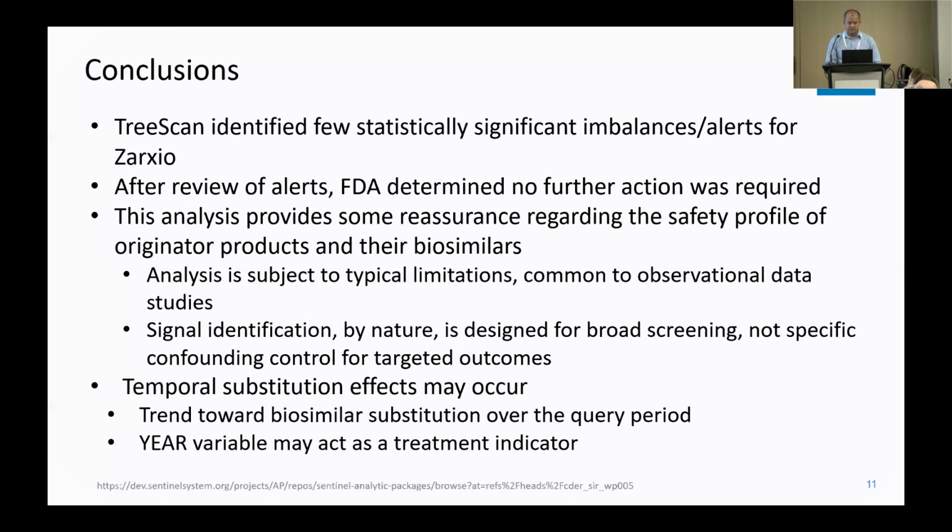The conducted signal identification study is subject to typical limitations common to observational studies. In addition, signal identification by nature is designed for a broad screening without a specific confounding control for targeted outcomes. Also, we noted some temporal substitution effects leaning towards biosimilar substitution over the query period. Therefore, we recommend the inclusion of calendar year of index date in similar analysis to adjust for this phenomenon.